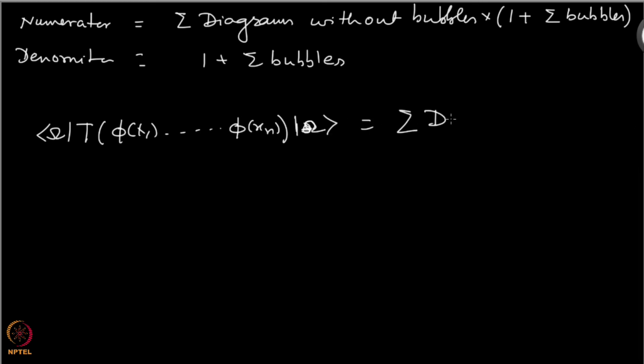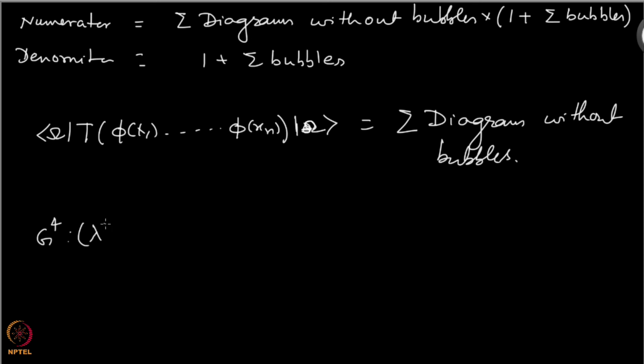So when you are writing an expression for a 4-point function, let's say G4 at order lambda, then you have only this diagram. You don't have to include this one because this is also there, but this you can discard because this is a product of a diagram which is without bubble and with bubble. So this one you can discard, or this one also you can discard.